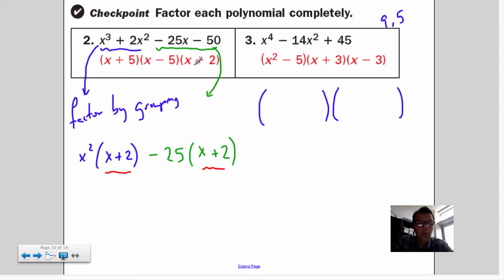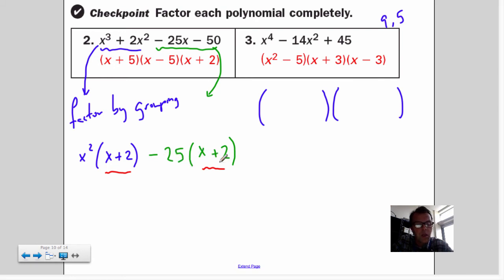And there are my answers here in red. How did I do problem 2? I did factor by grouping. So I looked at the first two terms and saw this common x squared, and I was left with x plus 2. And then I got the last two terms, and I factored out a common negative 25. And I went for the negative because they both were negative. And that, you could move that either way.